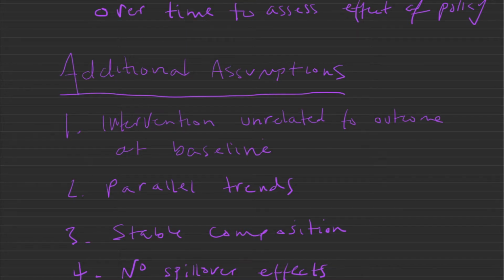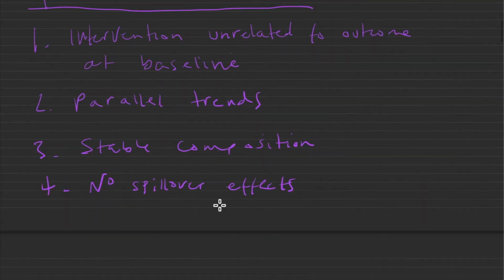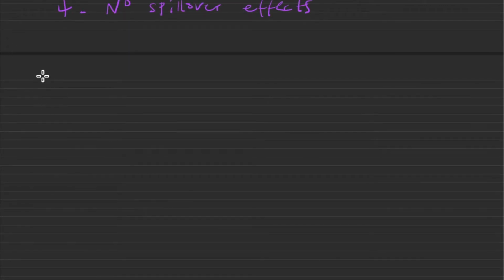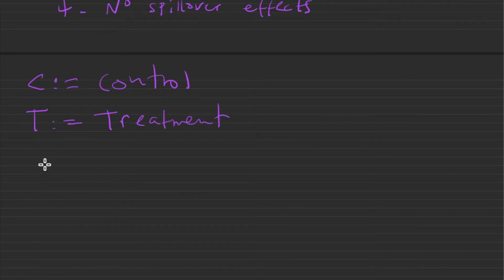Now let's write down the model. If we let C be the control group and we let T be the treatment group or intervention group, I'm going to have a variable by the name of treat, which is a binary variable that is equal to 1 if the unit is in the treatment group, and 0 otherwise.